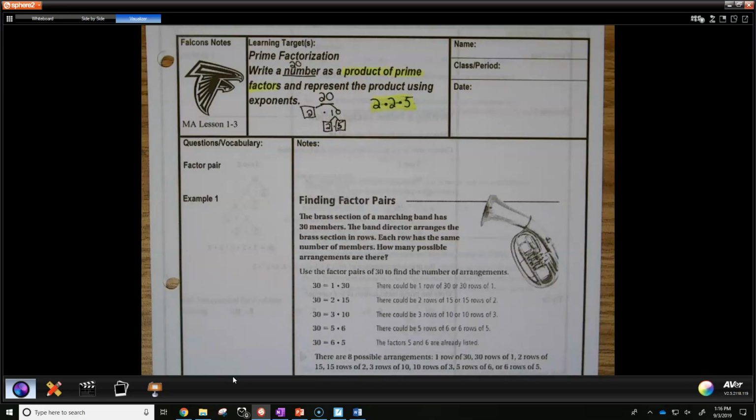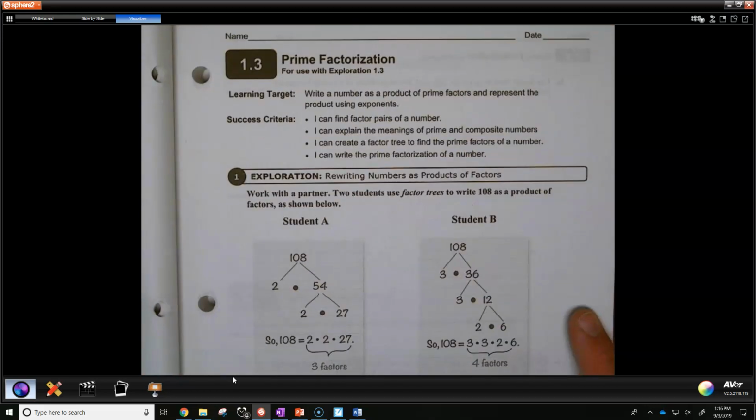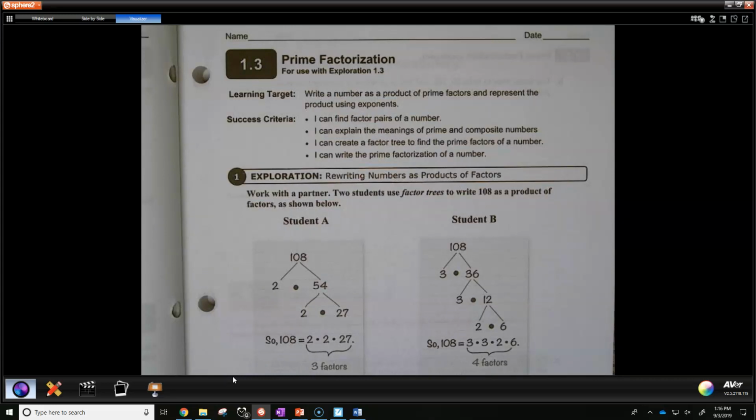Now, the first thing I need you to do, I'm going to steal your book, Patrick, just for a second. I need you guys to open up to lesson 1.3 in your workbook for me. Lesson 1.3 in your workbook. Page 11. Thank you, Sky. Lesson 1.3 says prime factorization for use with exploration 1.3. That is exactly what we're doing right now.